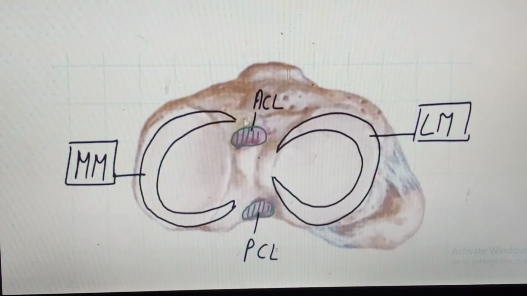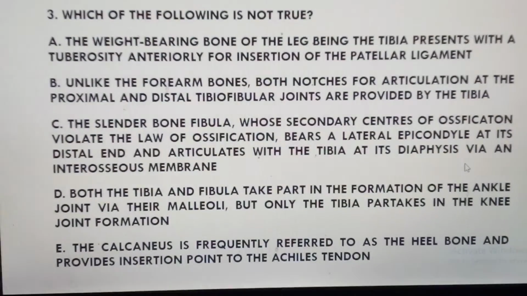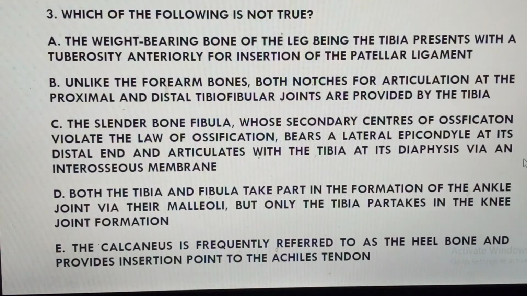So anterior cruciate ligament, yes, the anterior tubercle over here and the posterior tubercle over here, providing the respective attachment. Yeah, so let's go to question number 3, and question number 3 says, which of the following is not true?